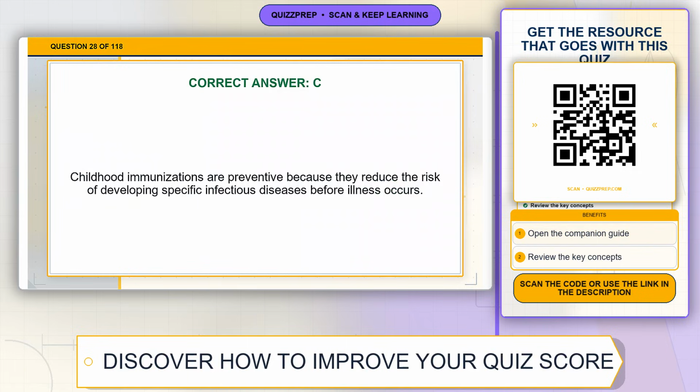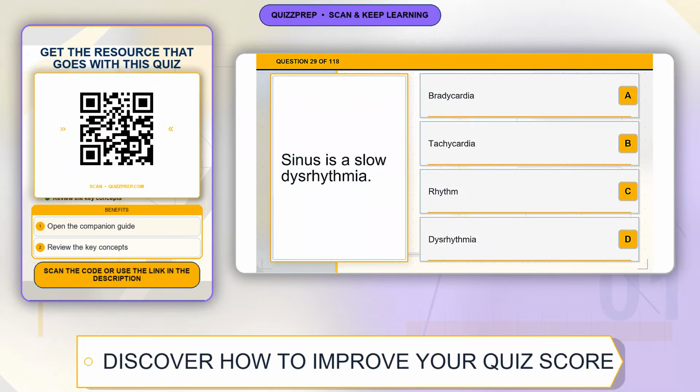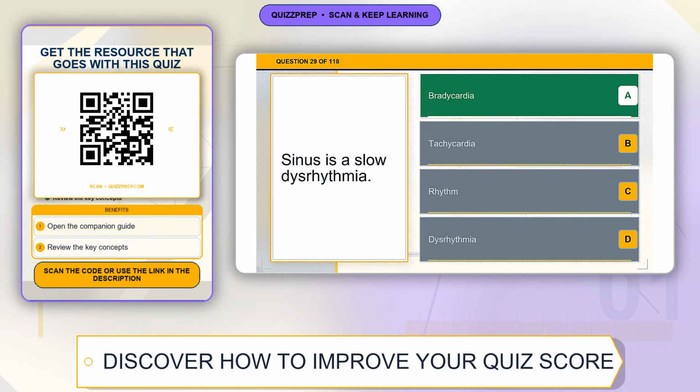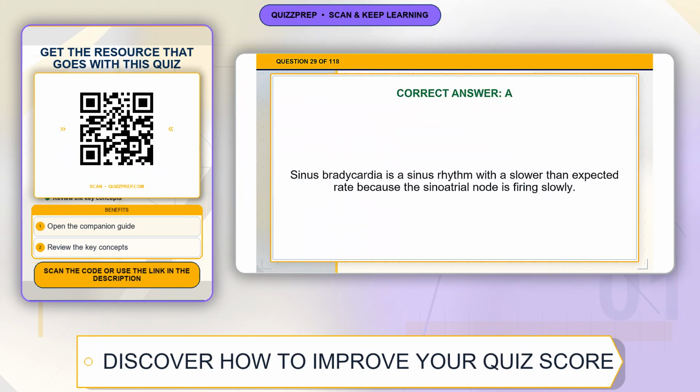Explanation. Childhood immunizations are preventive because they reduce the risk of developing specific infectious diseases before illness occurs. Question 29. Sinus is a slow dysrhythmia. Option A, bradycardia. Option B, tachycardia. Option C, rhythm. Option D, dysrhythmia. The correct answer is option A, bradycardia. Explanation. Sinus bradycardia is a sinus rhythm with a slower than expected rate because the sinoatrial node is firing slowly.